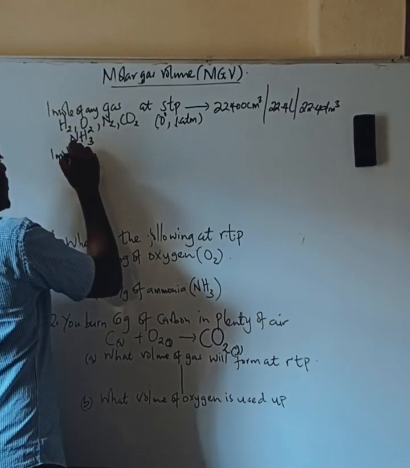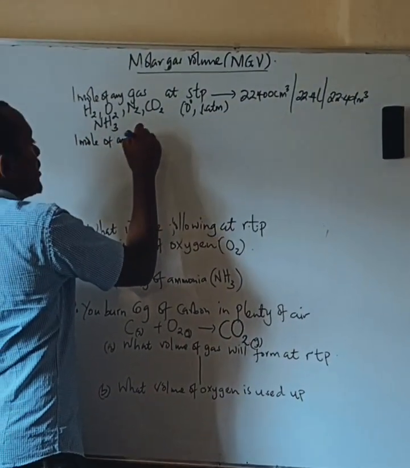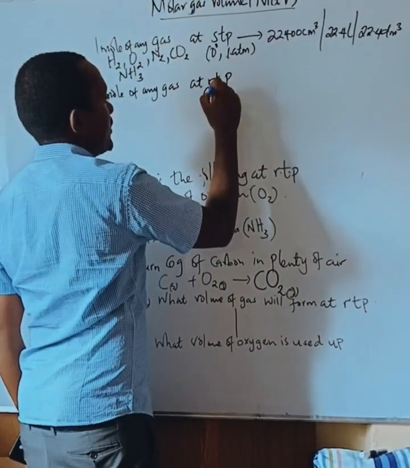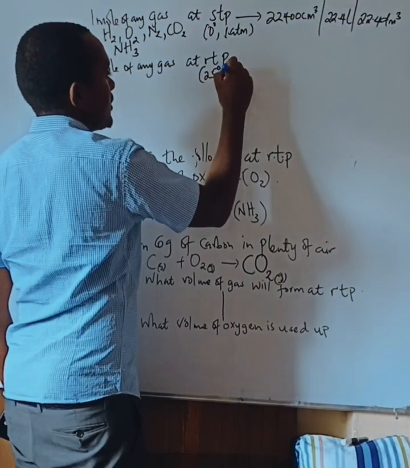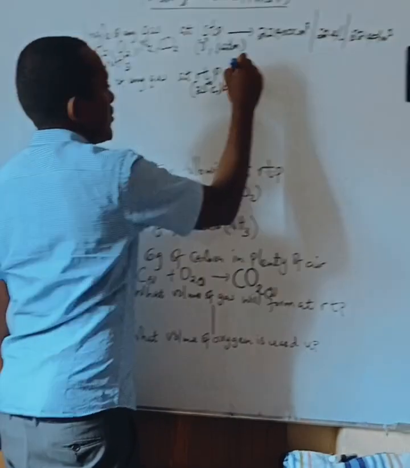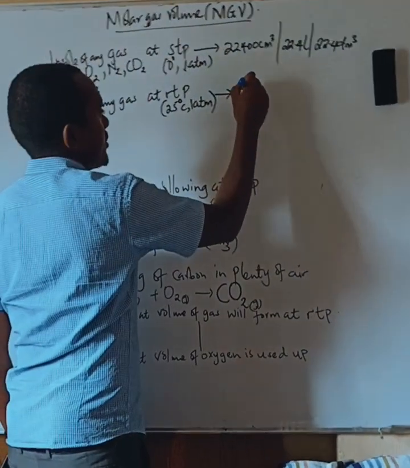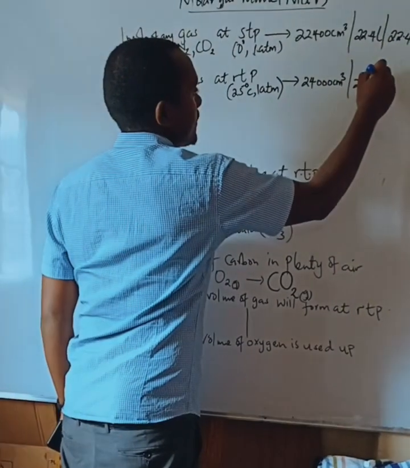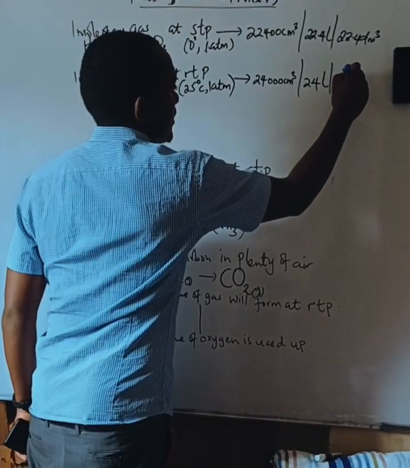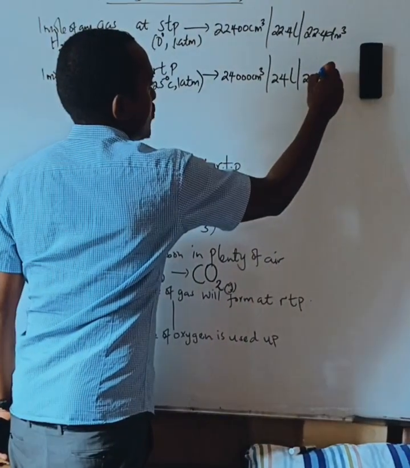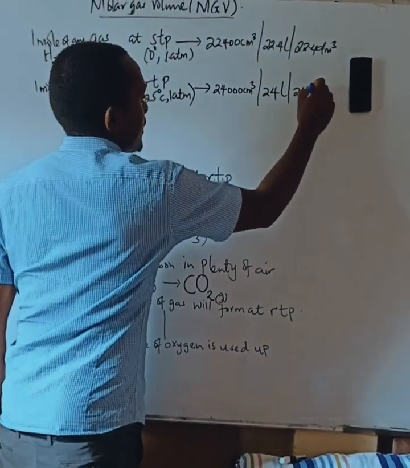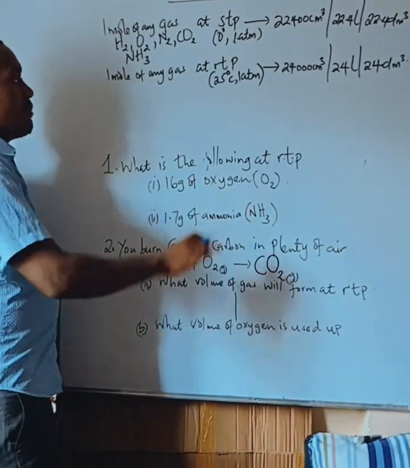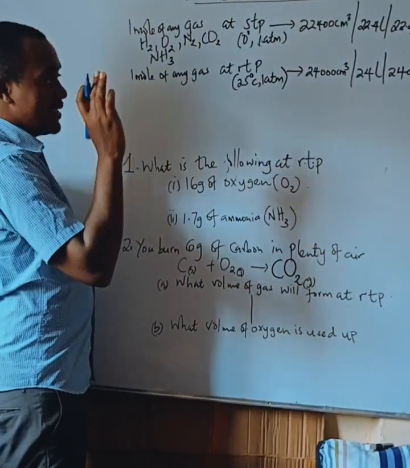And again, one mole of any gas which I've listed above, there are many gases, at RTP. RTP is 25 degrees Celsius and 1 atmosphere, occupies 24,000 centimeter cubic, which is the same as 24 liters, which is the same as 24 dm cubic. This is the volume occupied by 1 mole of any gas at this standard condition.